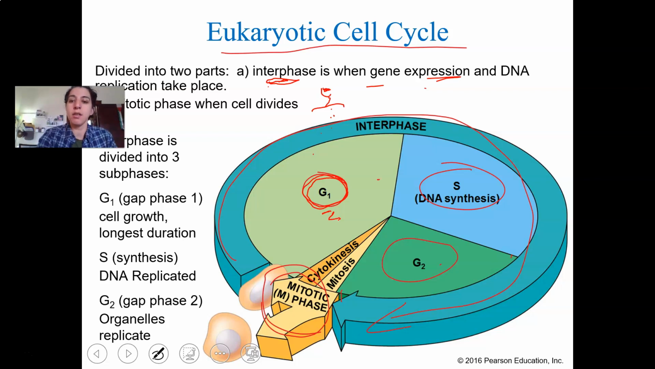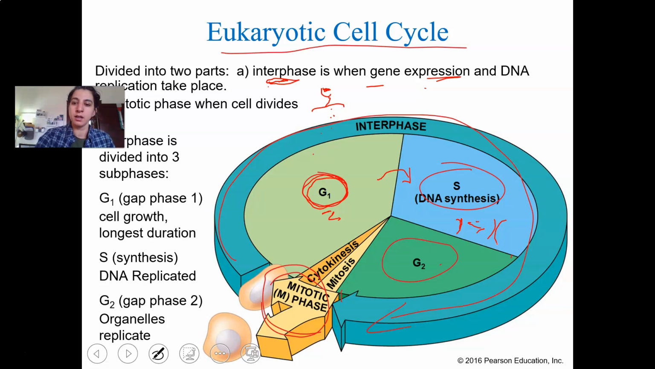So the cell then goes into S phase, and this is where you go from a chromosome to a duplicated chromosome. All right, so you double your genetic information, but you still have 46 chromosomes. They are just duplicated chromosomes. Okay, that is where DNA is replicated, S, synthesis.